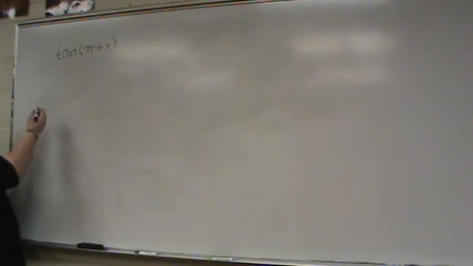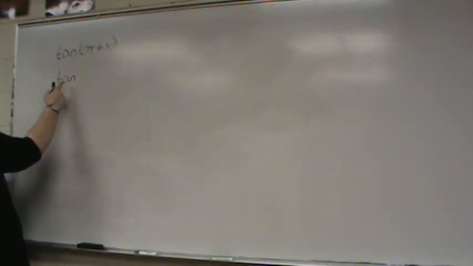Alright, number 7. We have tangent of pi plus x. What can we do with this shortened version? We can expand it to make it longer. So we're going to expand it using the identities. What does our tangent addition identity say?